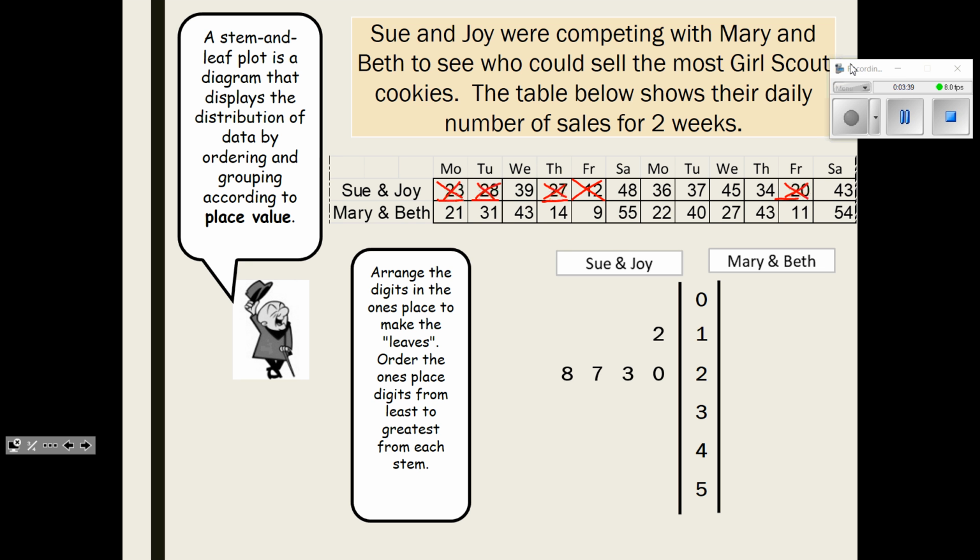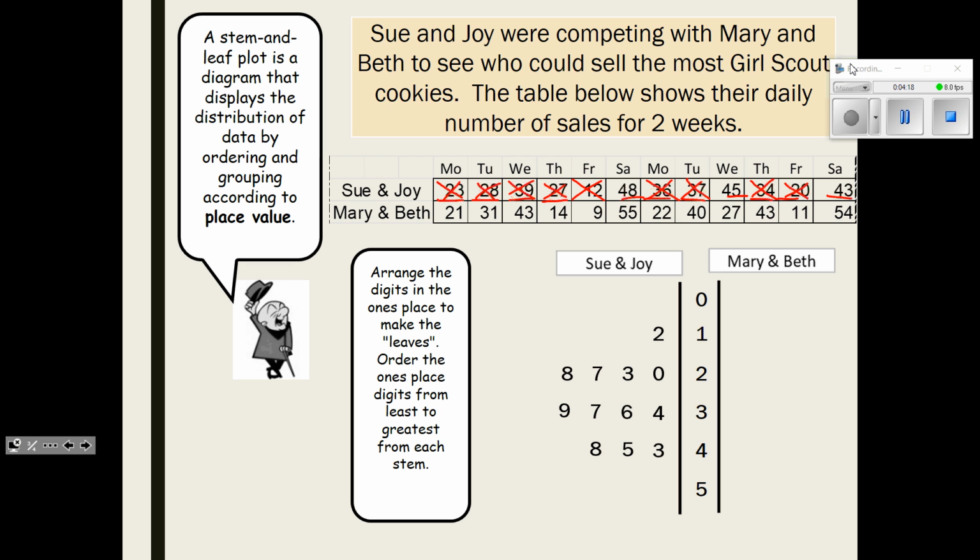So now we go to the 30s. For the 30s, I see 39, 36, 37, and 34. The smallest of those is 34, so the 3 is there, and we put a 4 as a leaf for the 34. Done that number. Next we have 36, so we put the 6 down. Next we have 37, and then next we have 39. Done all the 30s. Now we look for the 40s. We have 43, 45, and 48.